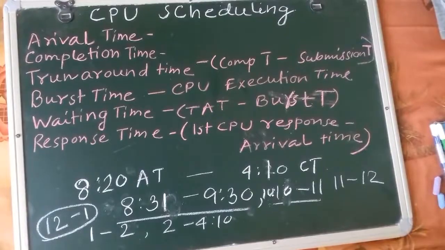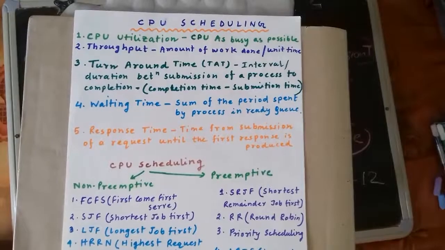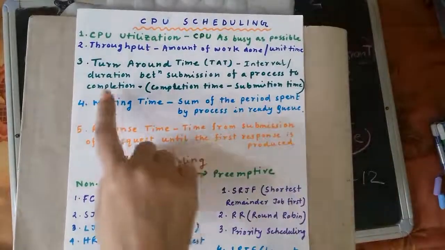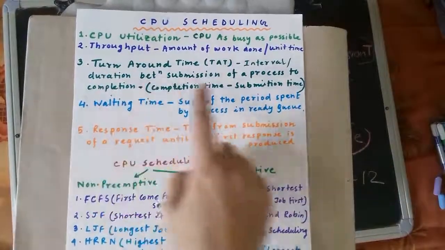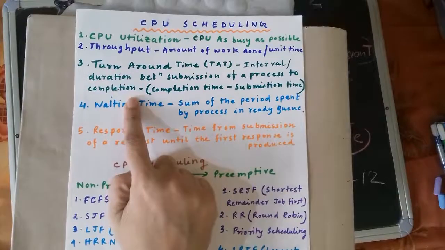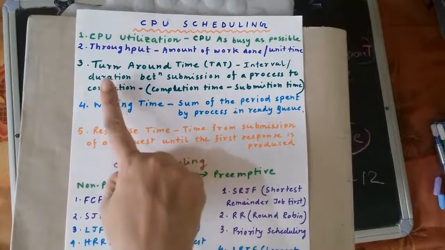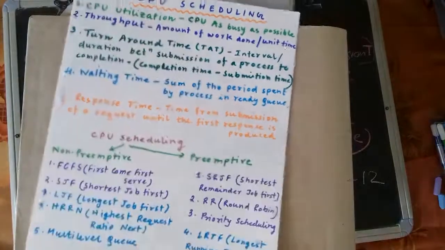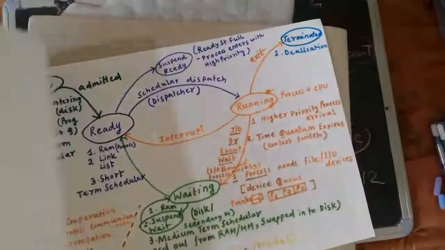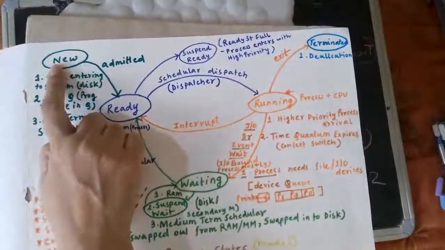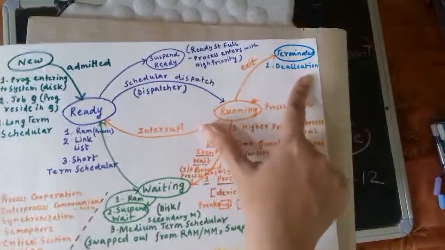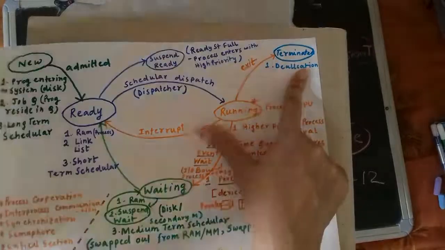Now I will go through the definitions. Your definition of turnaround time is the interval or duration between submission of a process and completion of a process. When the process is submitted to the system and when it is completed. When it enters the new state, that is the submission time. When it is terminated from the system is your completion time.